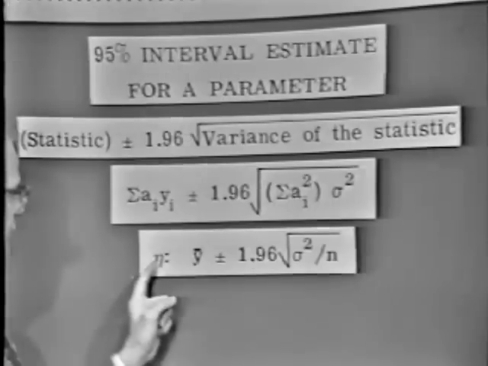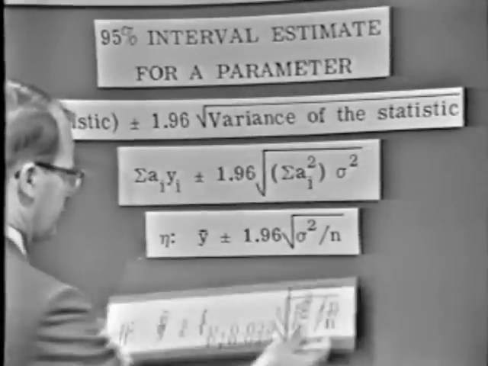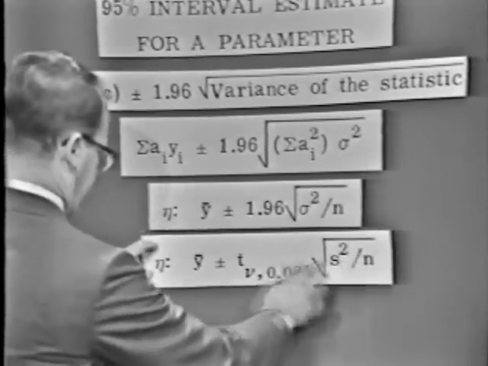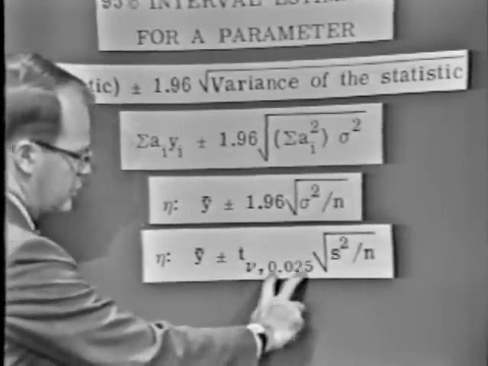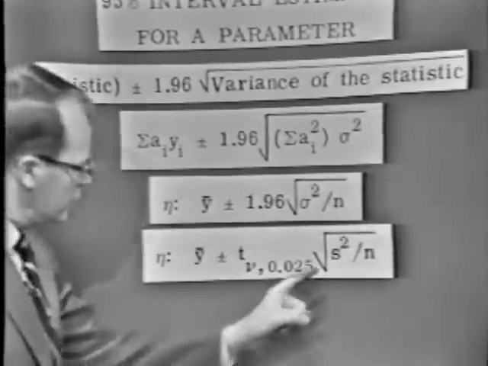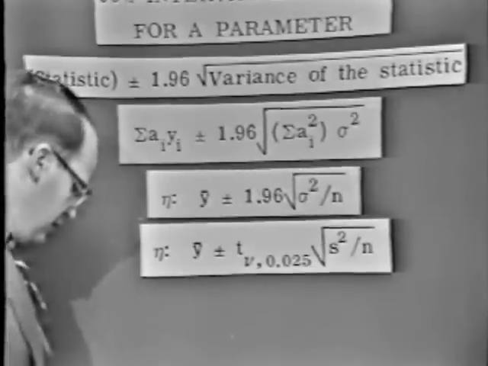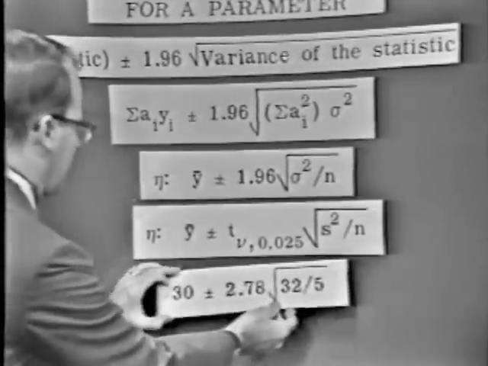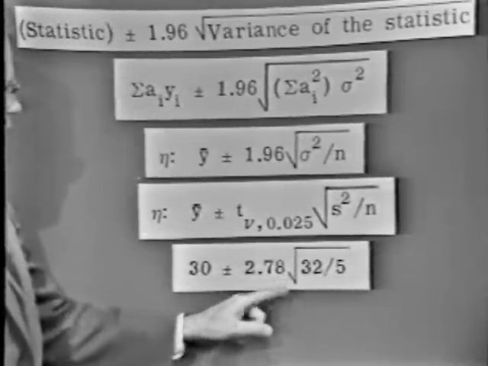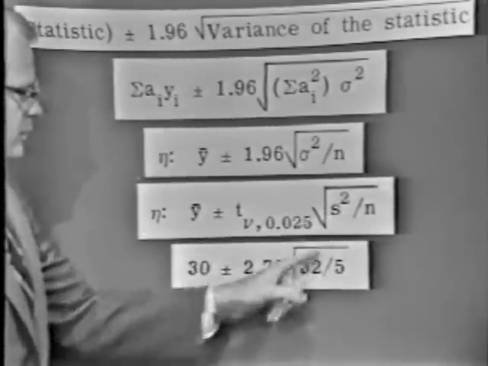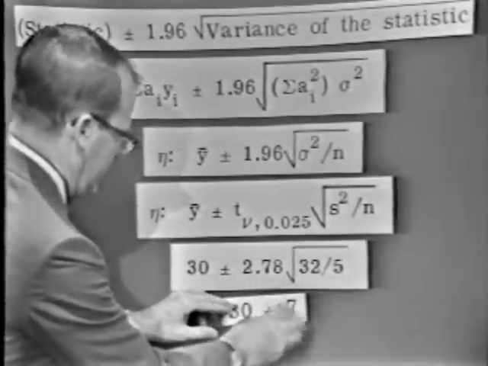Here's how you get the limits for eta when you know sigma squared. And how do you imagine you get the limits for eta when you don't know sigma squared? Well, you have to take the critical value of t with nu degrees of freedom, which leaves 2.5% in the tail of the curve. And of course, you're replacing sigma squared with s squared. So this will give you the limits on eta. If we do that for our particular problem, you'll find out that the average is 30, the critical value of t is 2.78, s squared is 32, and n is 5. And that will give us, turning the crank, 30 plus or minus 7.